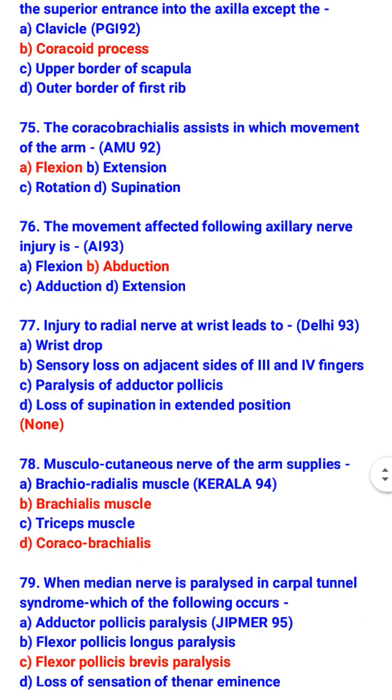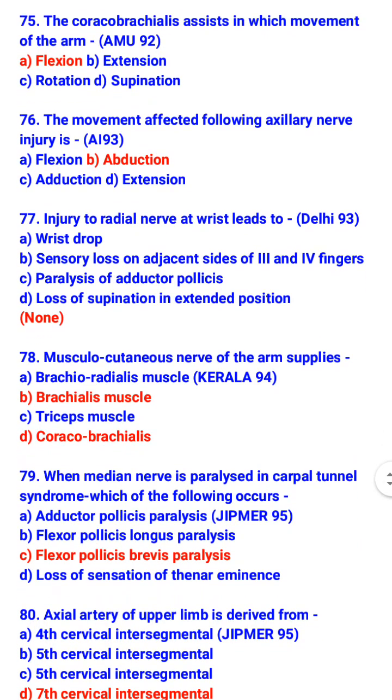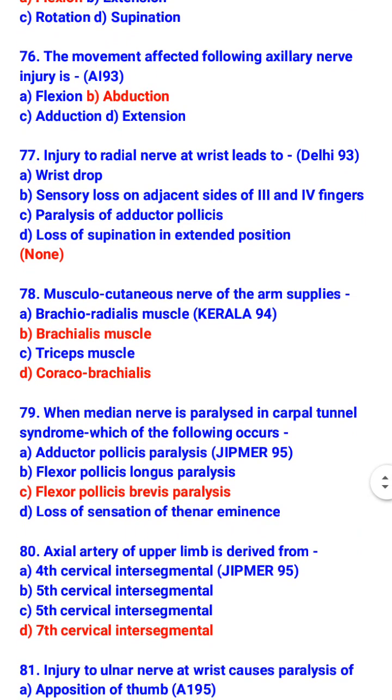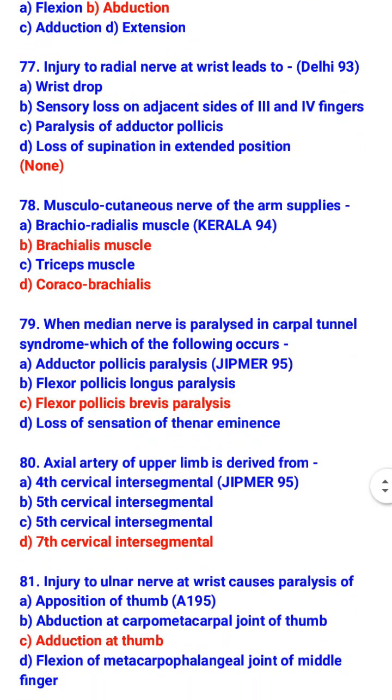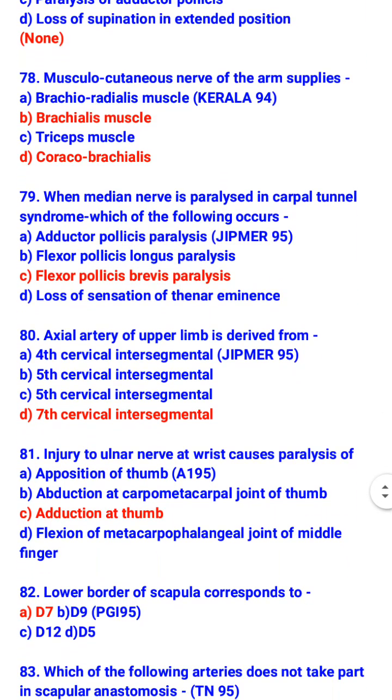The coracobrachialis assists in which movement of arm? Flexion. The movement affected following axillary nerve injury is abduction. Injury to radial nerve at wrist leads to none. Musculocutaneous nerve of the arm supplies brachialis muscle and coracobrachialis muscle. When median nerve is paralyzed in carpal tunnel syndrome, which of the following occurs? Flexor pollicis brevis paralysis.